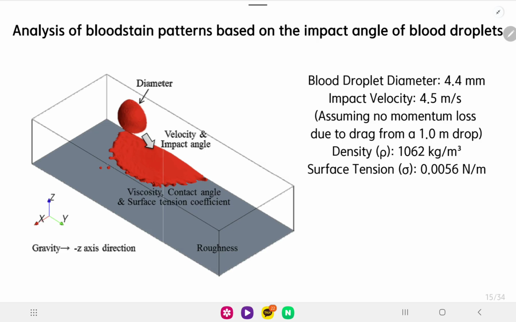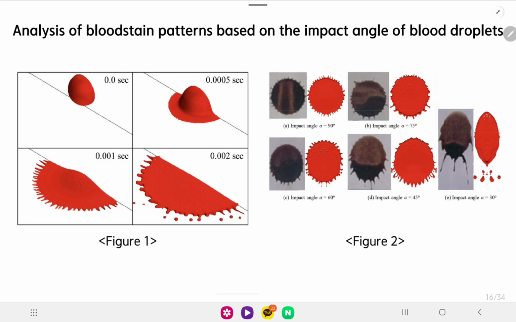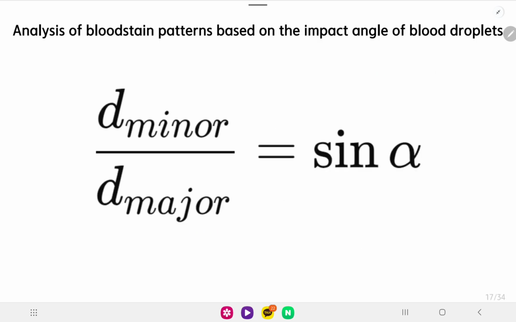The impact angle is a key factor in determining the pattern of blood droplets striking a surface. To analyze this, we examine bloodstain patterns at 5 different angles: 90 degrees, 75, 60, 45, and 30 degrees. The predicted behavior of blood droplets under these conditions is shown in Figure 1, while Figure 2 illustrates the resulting impact patterns. The analysis revealed that as the impact angle decreases, bloodstain patterns transition from circular to elliptical, with an increasing difference between the major and minor axes. Additionally, fingering effects become more pronounced in the direction of impact, though the overall number of these patterns decreases.